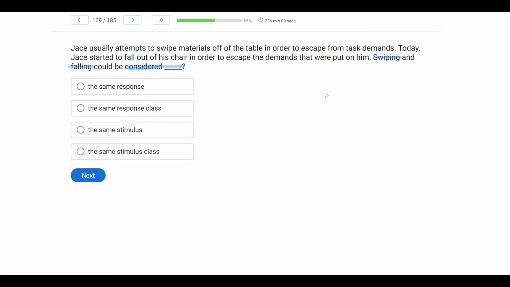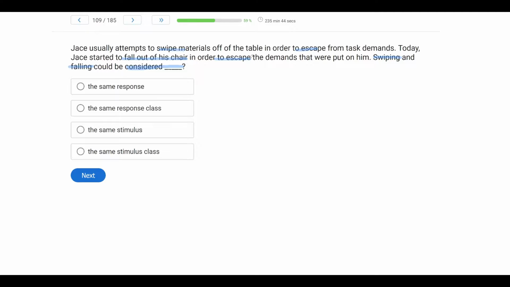And we talk about swiping and falling. In what context? Well, we know Jace likes to swipe to escape. And now Jace is falling out of his chair to escape. So we have these two responses, swiping and falling out of chair, that are serving the same purpose. They're having the same effect on the environment. They're meeting the same function.